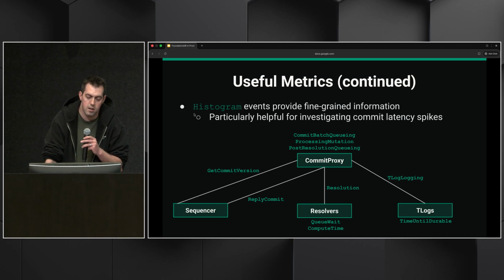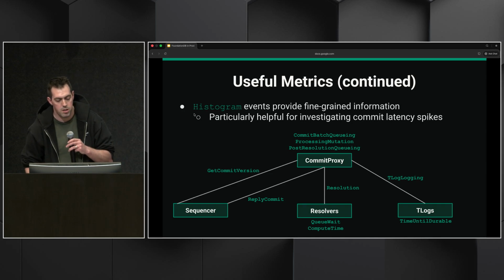The histogram events aren't easily human readable, so external tooling is required. The FDB OTel Exporter tool provides an example of how to interpolate these histograms and produce human readable metrics.